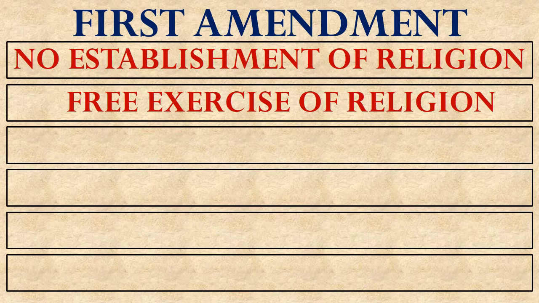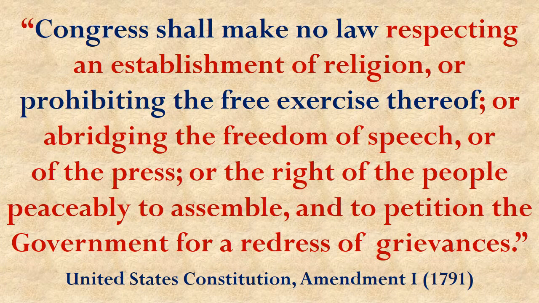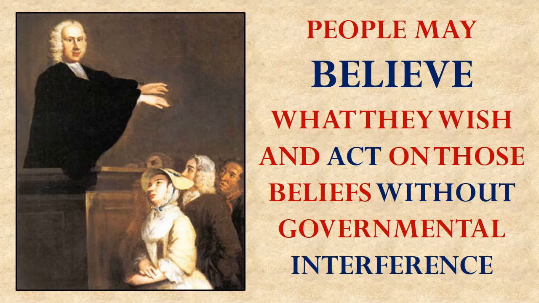The second thing found in the First Amendment is a clause about the free exercise of religion. Here's the text of it again in the First Amendment. Congress shall make no law prohibiting the free exercise thereof, referring to religion as was in the clause just before. So what does that mean?